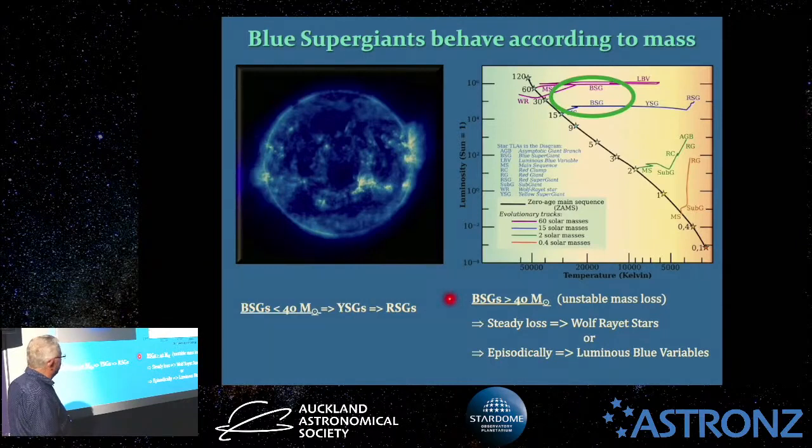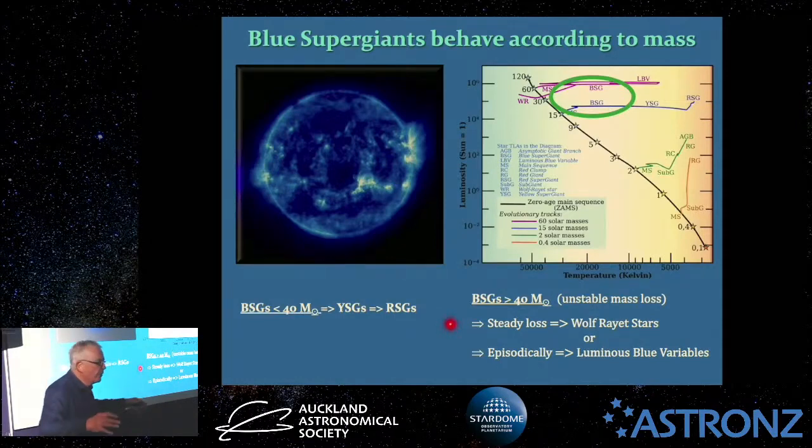Blue supergiants more than 40 solar masses are that little bit more unstable because their radiation pressure is higher, because they're at higher temperatures. Their surface gravity is less because they're just larger in diameter. So they're more unstable, and they can lose mass in one of two ways. They can lose it by a steady loss, just constant steady loss of material. They end up as Wolf-Rayet stars, which we'll talk about shortly.